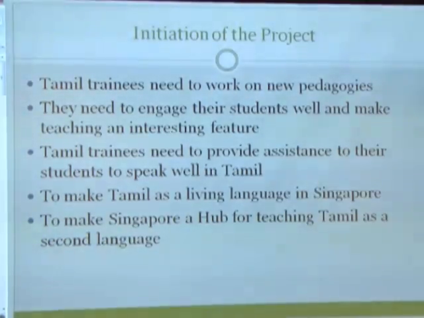We thought that Tamil trainees need to work on new pedagogies. Then they will be the role model for the other communities also, for the other diaspora communities. Then they need to engage their students well and make teaching an interesting feature. Tamil trainees need to provide assistance to their students to speak well, because you can see in the classroom, whenever a group discussion comes, students understand everything, but the only thing is they all put their head down, because they cannot speak it. But they can understand everything. They can speak in English, so the comprehension skills, everything is there. Only thing is they cannot produce in Tamil.